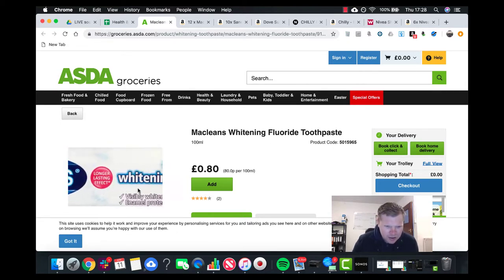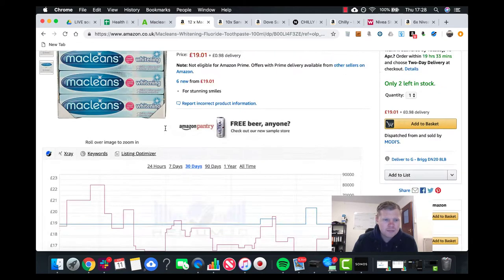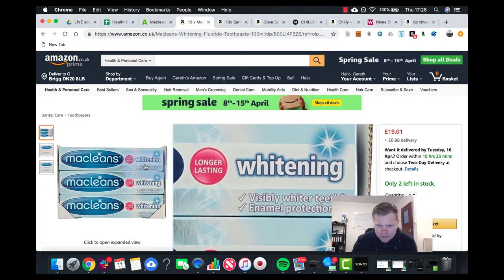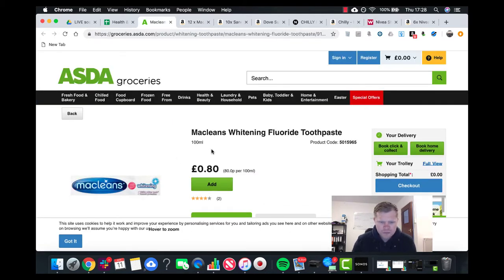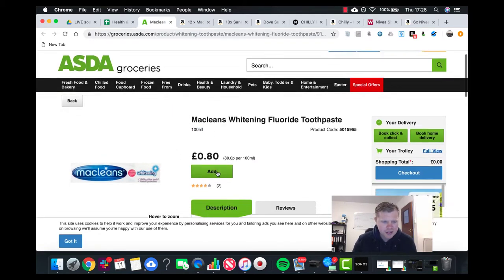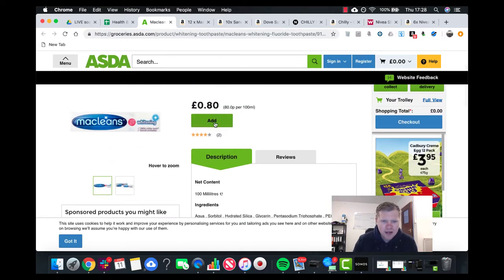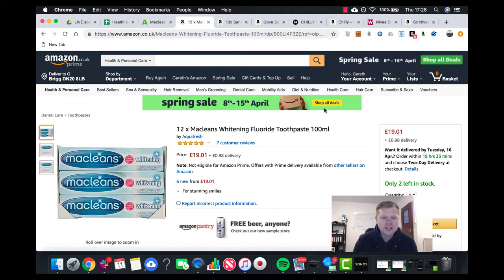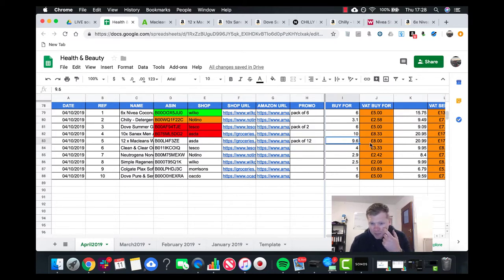Okay, so McLean's Whitening, that looks to be the same. Let's just check McLean's Whitening, visibly whiter teeth. What's it, 100ml? Is that 100ml? 100ml, fantastic. Yeah, that looks like it's a winner, guys, to be honest. So it's 80p an item, and we need 12 to make the multi-pack. So have they taken that into account? Pack of 12 they have, £9.60 to buy. £8 ex VAT.